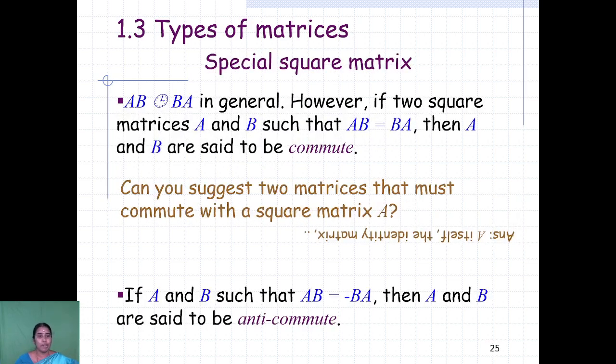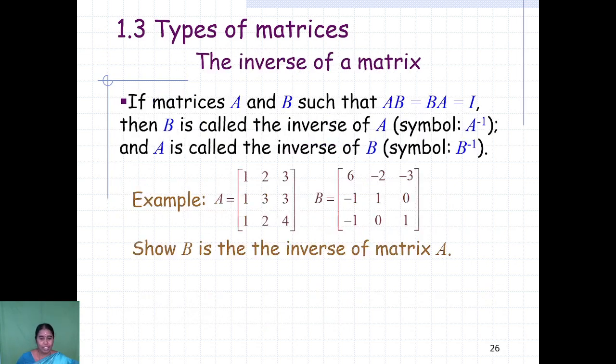Next, AB and BA in general are not equal. However, if two square matrices A and B are such that AB is equal to BA, then A and B are said to commute. If A and B are such that AB is equal to minus BA, then A and B are said to anti-commute. If matrices A and B are such that AB equals BA equals I, then we say B is called the inverse of A. The notation is A power minus 1. And A is called the inverse of B. The notation is B power minus 1.